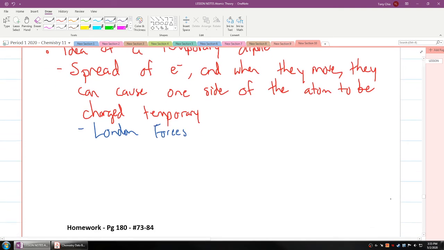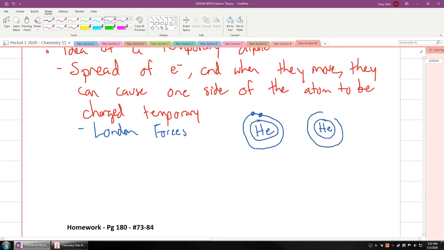So what this looks like if I draw a picture is, let's say that we have the helium atom. We know the helium atom has, in this case, 2 electrons. And here, we'll draw another helium atom. And again, it has 2 electrons. Now, when these electrons are, in a sense, moving around, if those 2 electrons were now, let's say, for example, here. So they're here now. This would cause this side of the atom to be more negative.